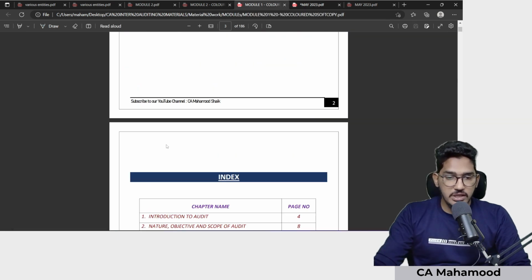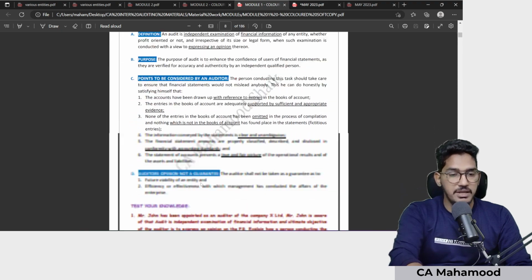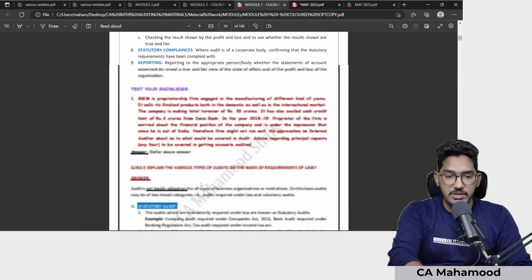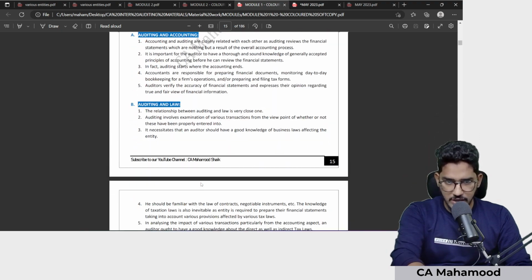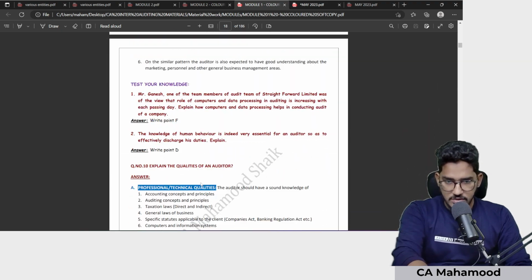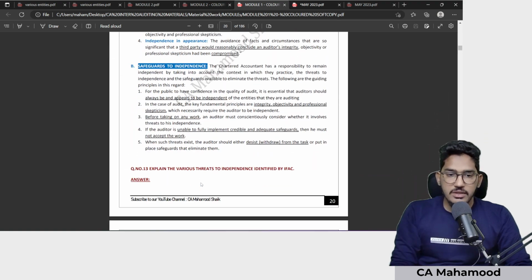So we have a question given in our material in the nature, objective and scope of audit. If you observe regarding independence, we have one question in which we have given a few safeguards. Like if I take you through that question. Just a minute, guys. Yeah. The safeguards to independence. This is what they are talking about. So what are the safeguards to independence?